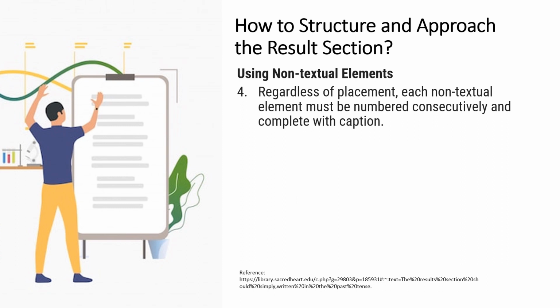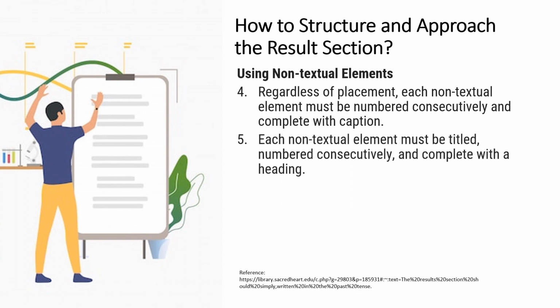And regardless of the placement, each non-textual element must be numbered consecutively and complete with caption. So in our discussion using the formatting for the research paper, remember that we already discussed how you should number the charts, the tables, the figures, and also how you should caption them. So those things still apply here in the results section. Each non-textual element must be titled, numbered consecutively, and complete with a heading, just like what I said.